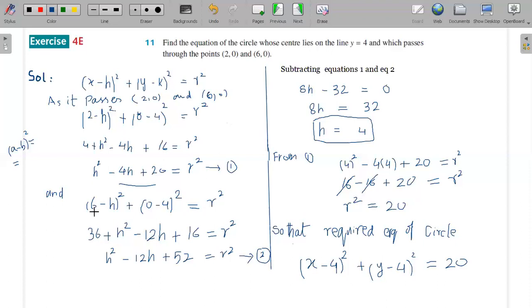And when we open the squares of these two terms, we get these three terms: a square plus b square minus 2ab, that is, first term square plus second term square minus 2 into first into second term, and plus 4 square is 16. So again arranging, h square minus 12h plus 52 equal to r square. So this is now our equation 2. Now we have to solve these two equations.